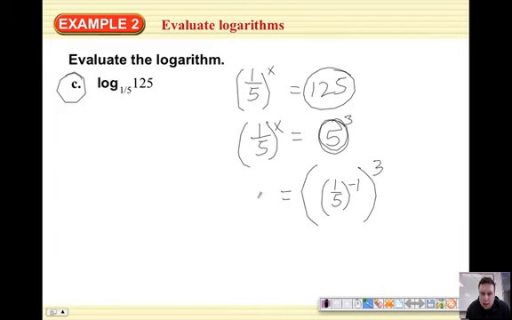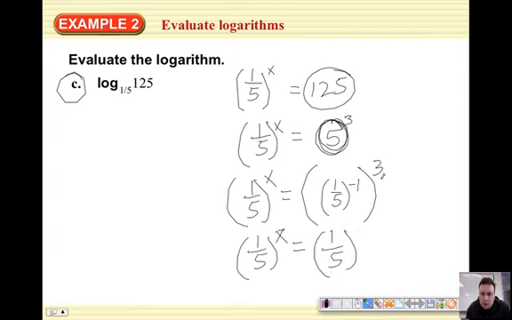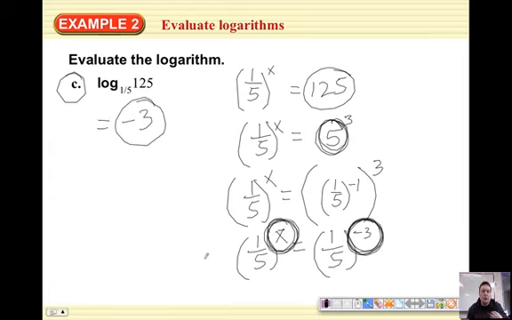Everybody see what I did there? Or did that confuse you? Just look at it again. I just said 5 is the same as 1/5 to the -1, which is true, to the third power. So these two things are the same thing. So 1/5 to the power of x is equal to 1/5 to the 3 times -1, which is -3. Now do you see what we can do here? 1/5 to the x is equal to 1/5 to the -3. x has to be -3. There you go. So the answer equals -3.